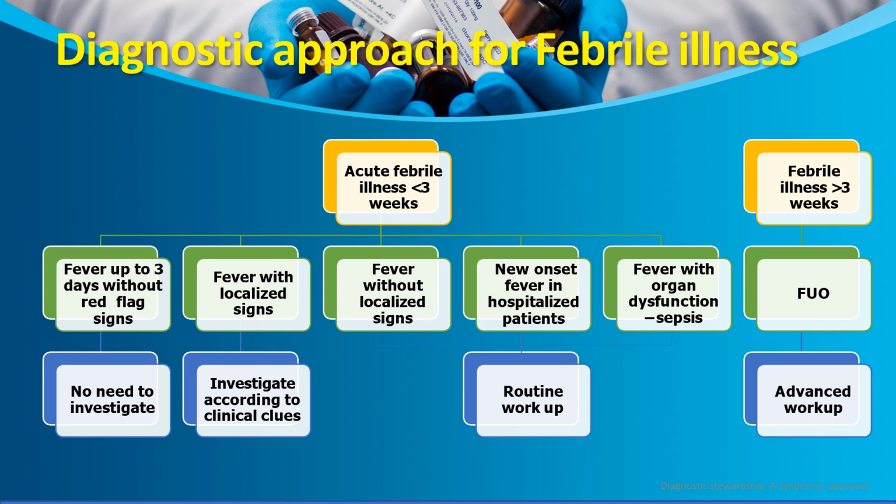What is the diagnostic approach for febrile illness? For acute febrile illness of less than 3 weeks, fever up to 3 days without red flag signs needs no investigation. Fever with localized signs, investigate according to clinical clues. Fever without localized signs, new onset. Fever with organ dysfunction, have a routine workup. For febrile illness of more than 3 weeks, follow the Pyrexia of Unknown Origin guidelines and have an advanced workup.